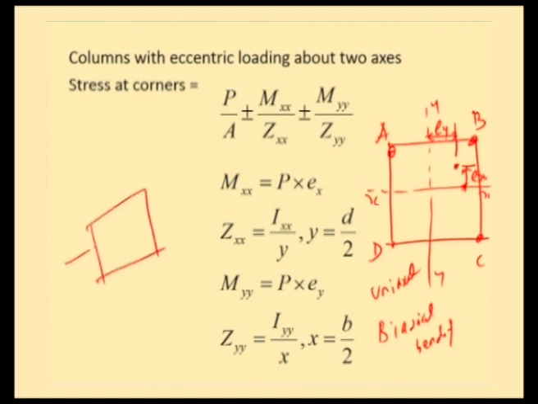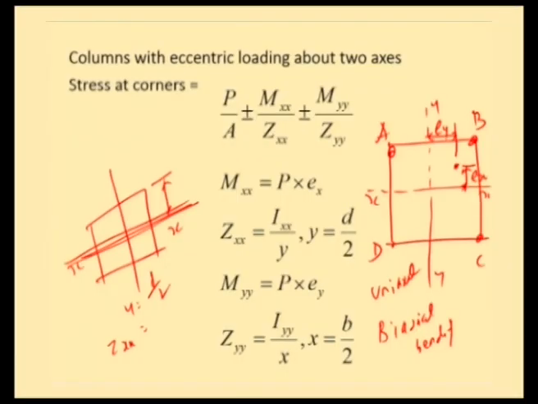So, here how do we find the extreme fiber distance? We are interested in ZXX. That means if bending takes place about the X axis, what will be the extreme fiber distance? The extreme fiber distance in this case will be D by 2. So, as mentioned, ZXX equals IXX by Y, where Y equals D by 2.